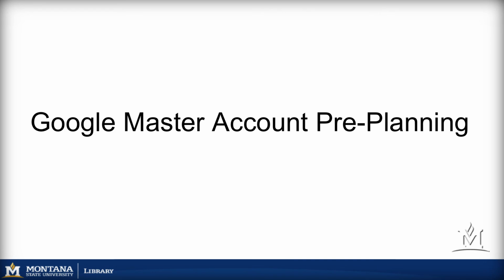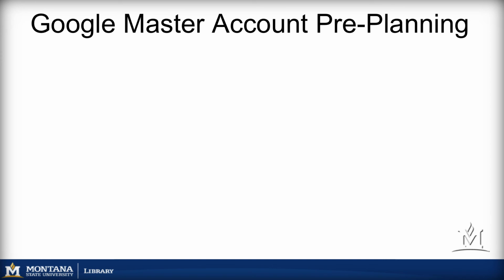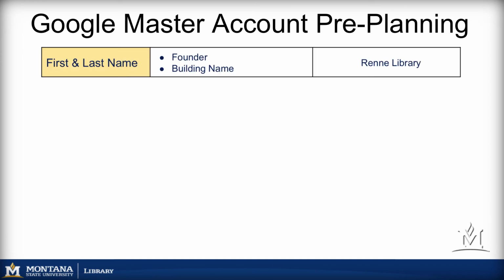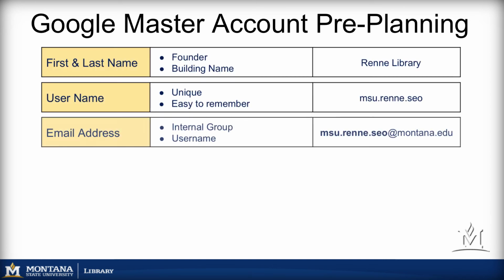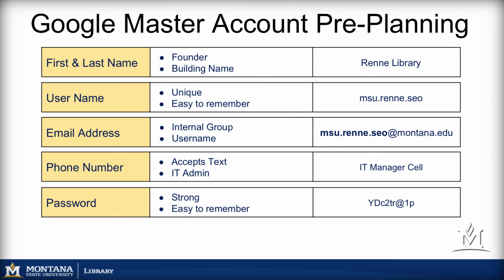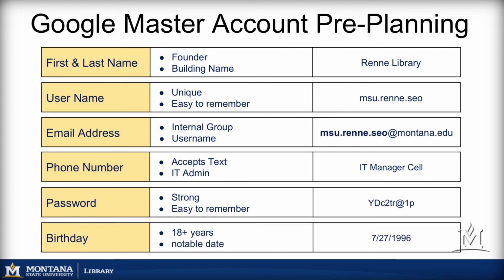In summary, you will need the following before starting this recipe: a first and last name, an available username, an internal group email list, not an individual's email address, a strong password, and a memorable date that occurred at least 18 years ago.